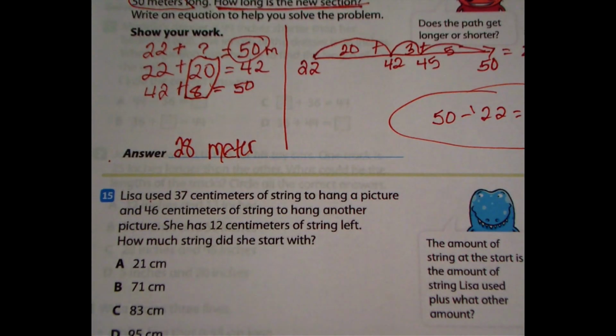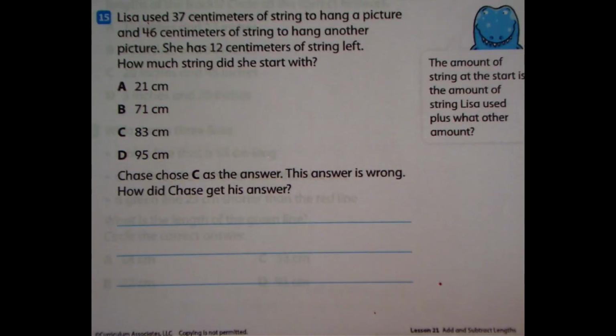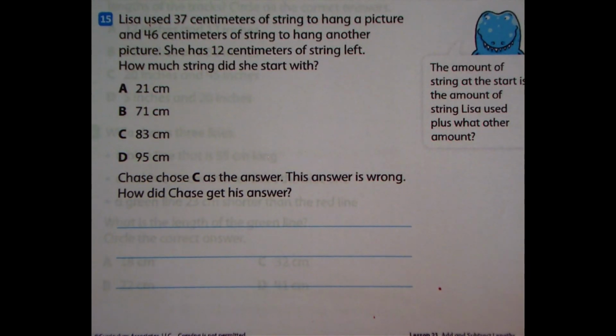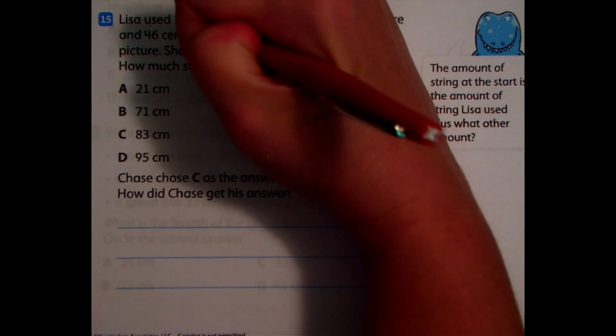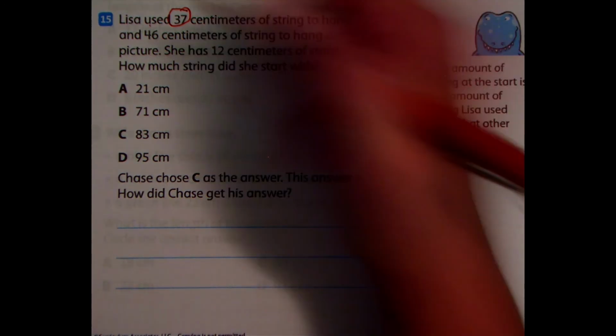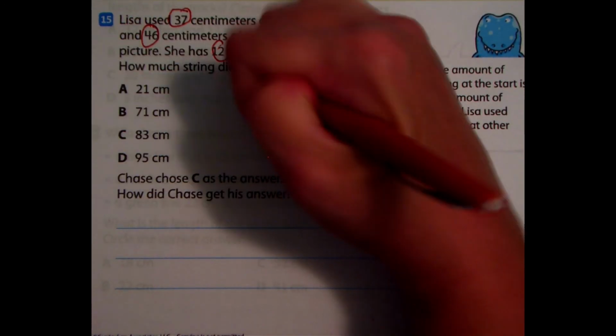All right, our last problem for today, number 15. Lisa used 37 centimeters of string to hang a picture and 46 centimeters of string to hang another picture. She has 12 centimeters of string left. How much string did she start with? All right, once again, I'm going to circle the numbers I need. Okay, so I have 37 centimeters, 46, and 12.